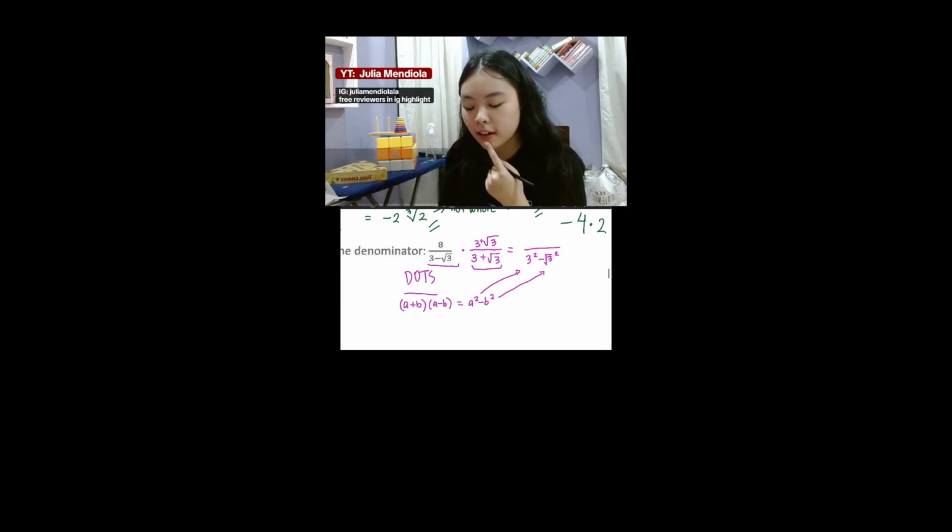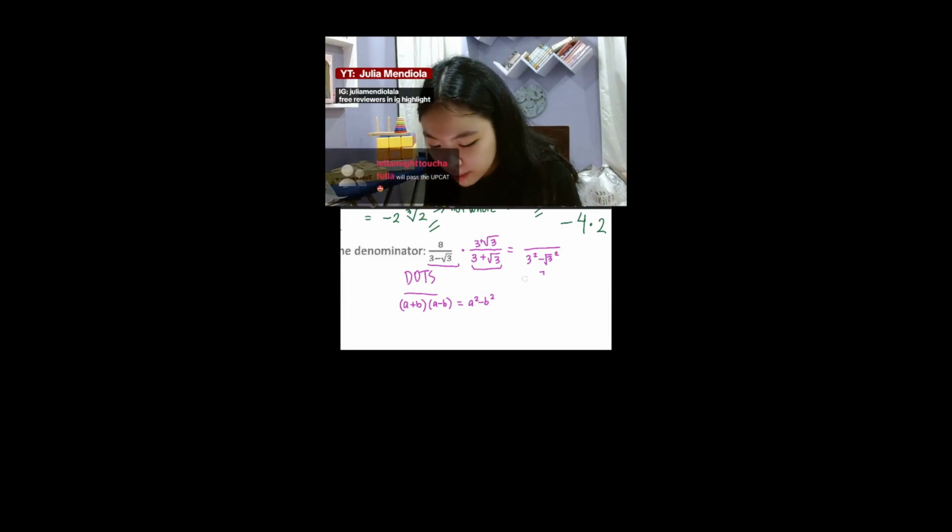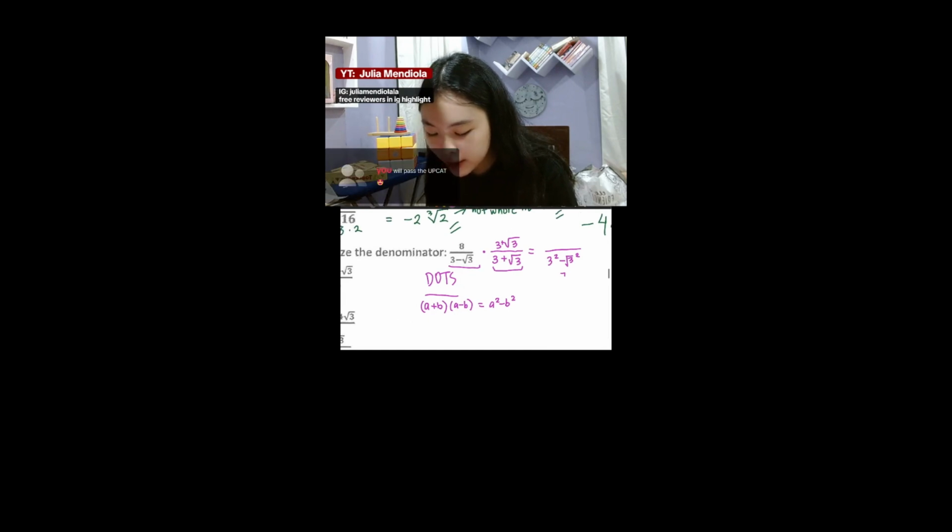Let me think of a different example. So, same lang siya, guys, dahil A minus B ito. So, look at this. This is dots. Ito ang A plus B. A minus B, where A is 3 and B is square root of 3. Ang A plus B natin ay 3 plus square root of 3.